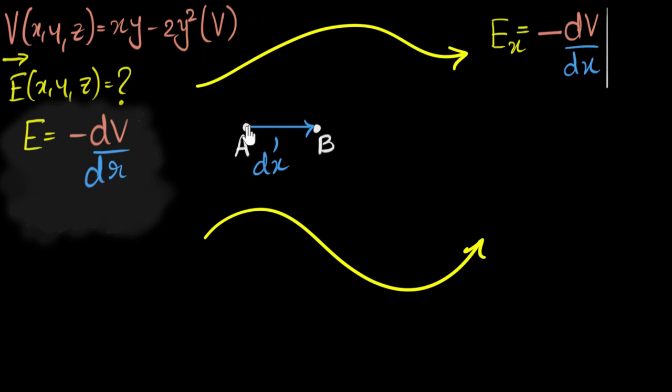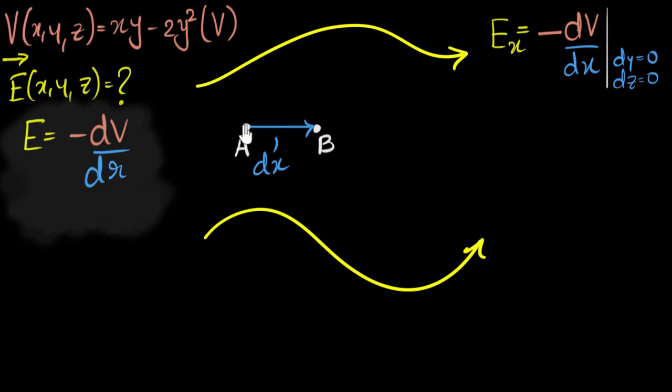I am not moving in the y direction, I'm not moving in the z direction, I'm only moving in the x direction. So the condition is dy is 0, there is no change in y, and dz is 0. And why is that? Because I want to calculate the component only in the x direction. So for that, I should make sure that I'm not moving in the y, I'm not moving in the z. Does that make sense? And so that'll give me the x component.